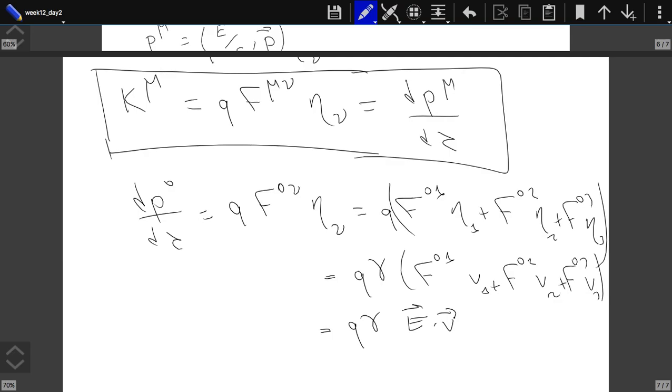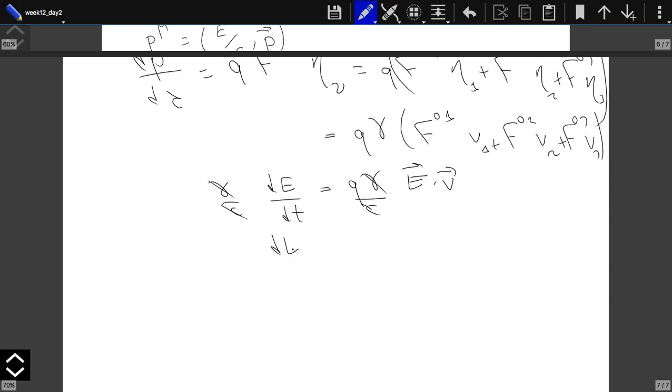Well, the left-hand side, on the other hand, you see p0 is E over c. This is gamma over c times dE by dt. This is dp0 by d tau. So I can cancel the gammas, I can cancel the c's. dE by dt is equal to q times E dot v.